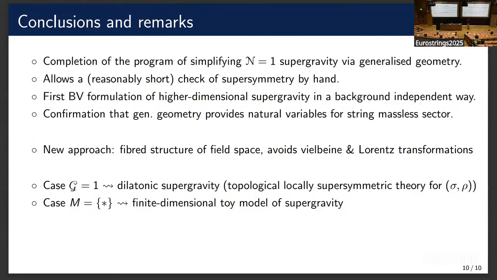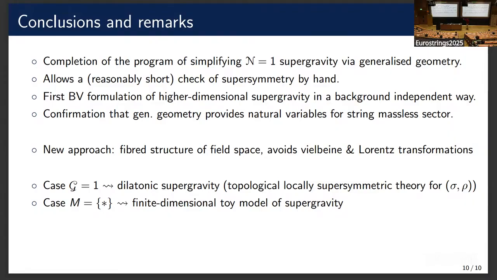And just further interesting games that you can play with it are these two, for instance. Once you formulate stuff in generalized geometry, it turns out that there are some special corners which you didn't see before. One of them is that you can set this endomorphism G to 1, in which case all the metric degrees of freedom and the associated spinors decouple. And the only thing that you're left with is this theory which has a generalization of dilaton and dilatino. And it's topological and it's locally supersymmetric. It's an interesting toy model. We first figured out the BV formulation in that model, actually.